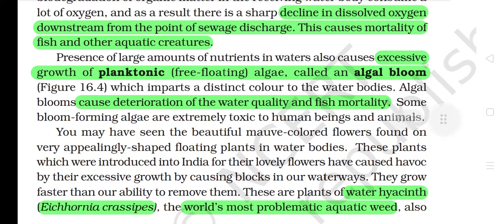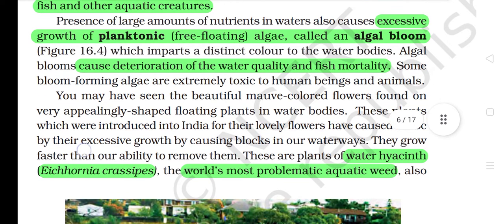Presence of large amounts of nutrients in waters also causes excessive growth of planktonic free-floating algae called an algal bloom, which imparts a distinct color to the water bodies. Algal blooms cause deterioration of the water quality and fish mortality. Some bloom-forming algae are extremely toxic to human beings and animals.